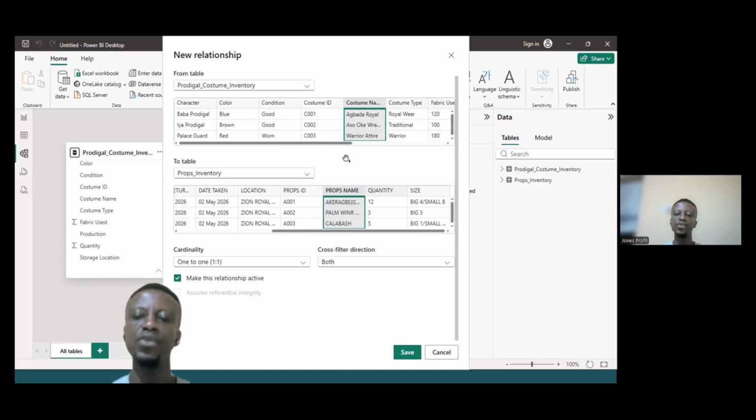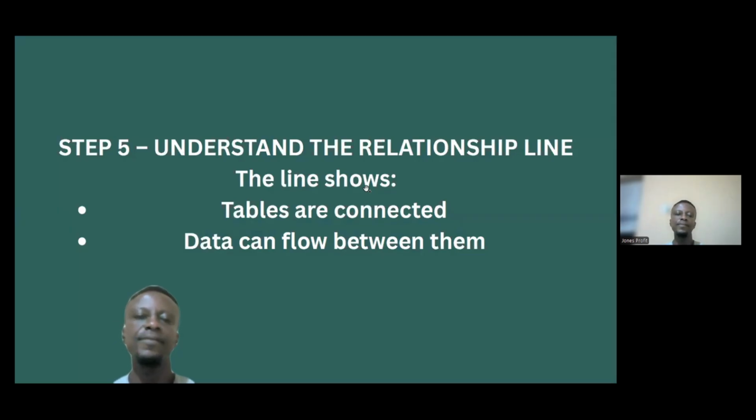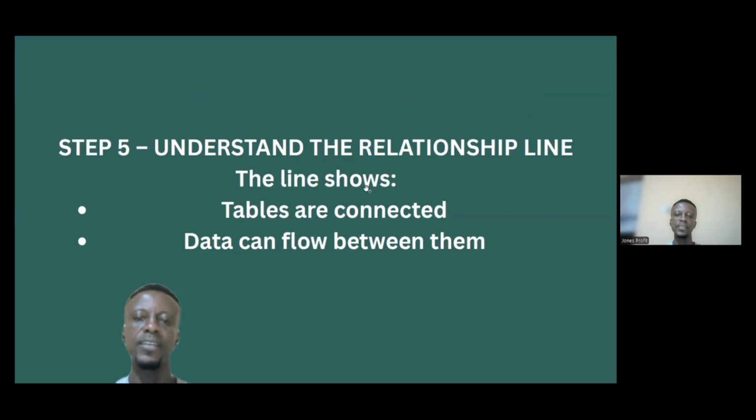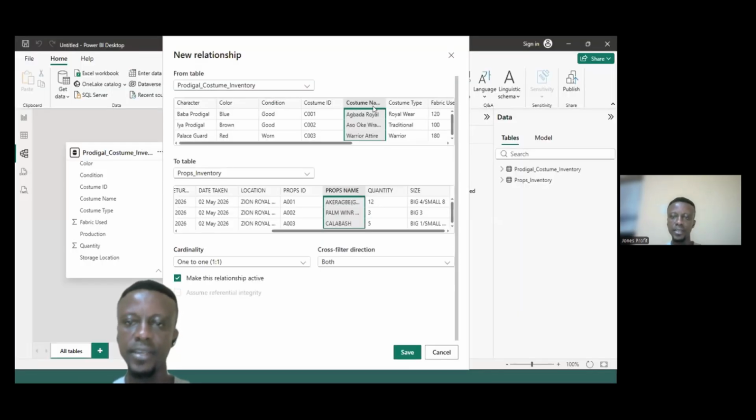Another thing we'll see is that visuals can work together. This is the beauty of Power BI. And then step 5, we're going to understand the relationship. When we look at the relationship line, tables are connected, and data flows between them. We're going to see that there is a relationship line. For example, what is the relationship line?